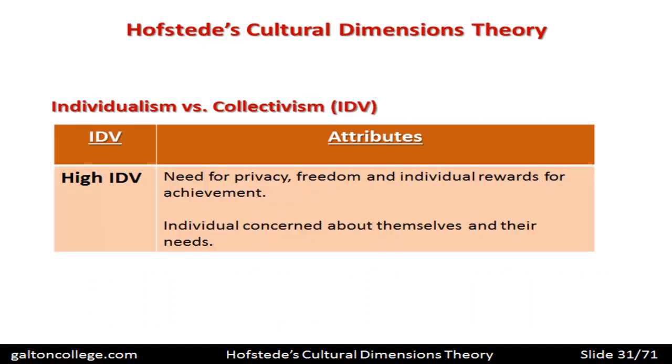Now, the attributes, well, for a high individualism versus collectivism index, there's a need for privacy, freedom, and individual rewards for achievements. Individuals are concerned about themselves and their needs. That's a lot of individualism there. So it's a high index. They look after themselves, they develop themselves, and they're not particularly interested in what's happening to their fellow man within that society. They're looking after themselves.